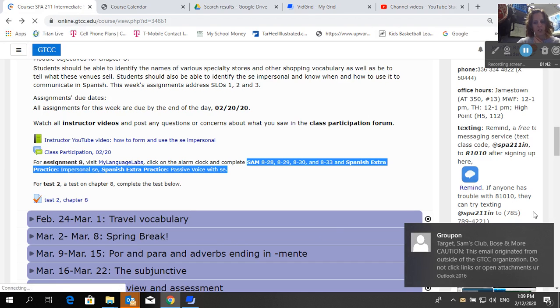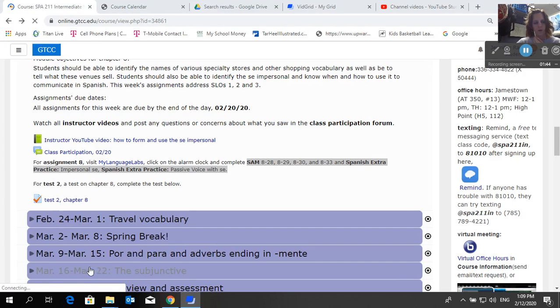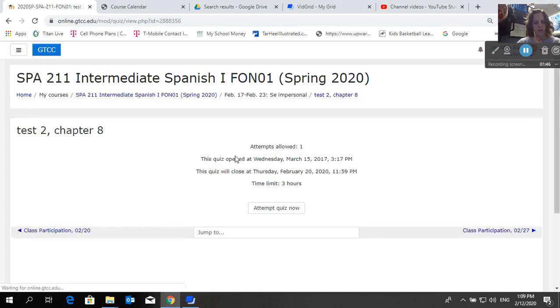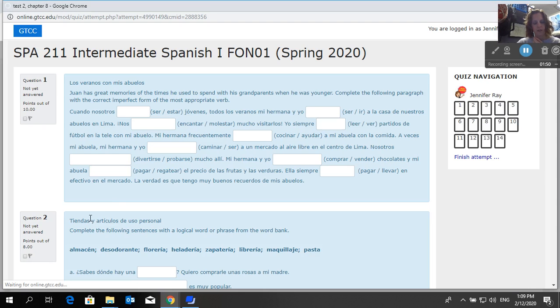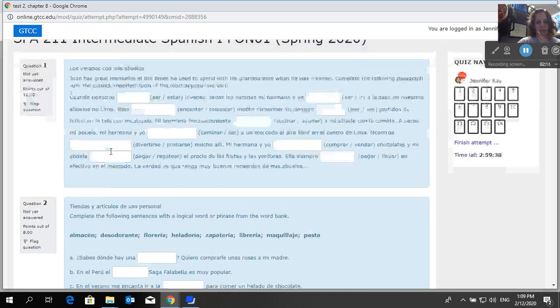We also have test 2. We have test 2 on chapter 8, so when you're ready, you're going to open it up, hit start attempt now. The first one says, Los veranos con mis abuelos. Juan has great memories of the times he used to spend with his grandparents when he was younger. Complete the following paragraph with the correct imperfect form of the most appropriate verb. So you'll read the paragraph. You've got 2 verb choices for each. Pick the verb that would best complete the sentence and then conjugate it into the imperfect tense.